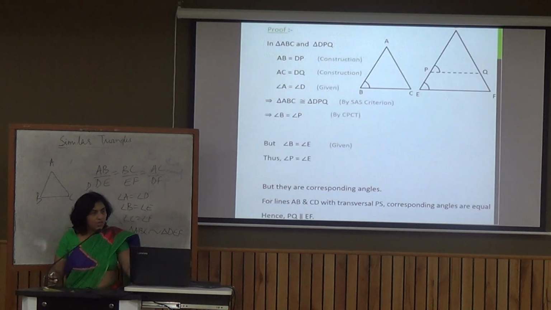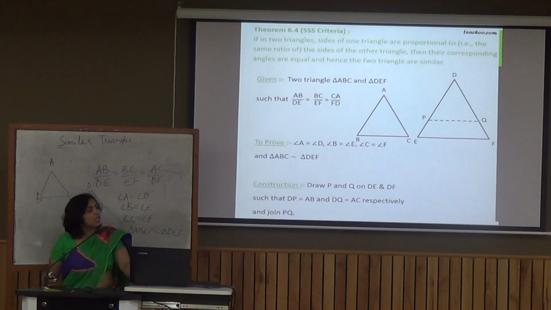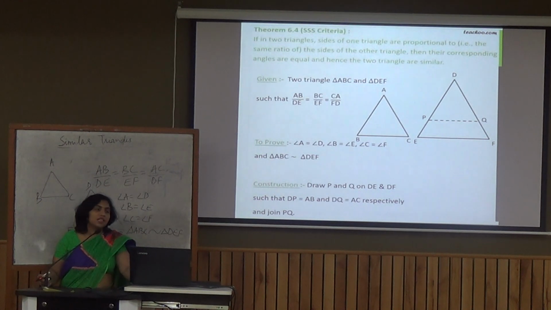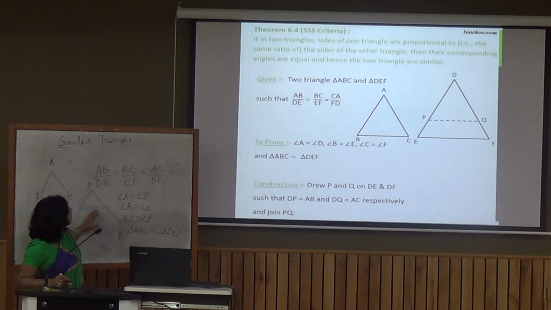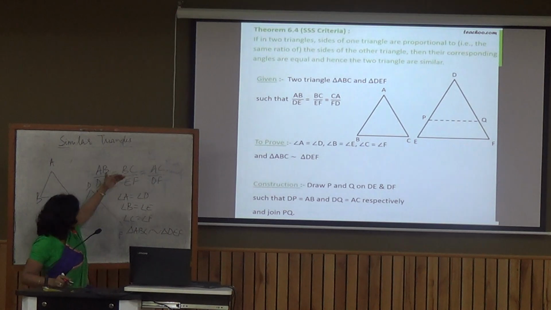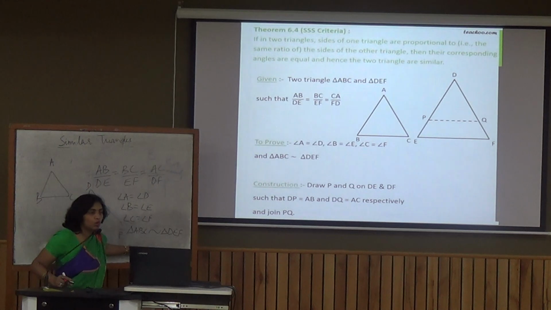This is one criteria. Another criteria is SSS criteria, which says if in two triangles the sides of one triangle are proportional, or in the same ratio, to the sides of the other triangle, then their corresponding angles are equal and hence the two triangles are similar. Now in these two triangles we have been given that the sides are in the same ratio. We can say the angles are also equal and hence both the triangles are similar.